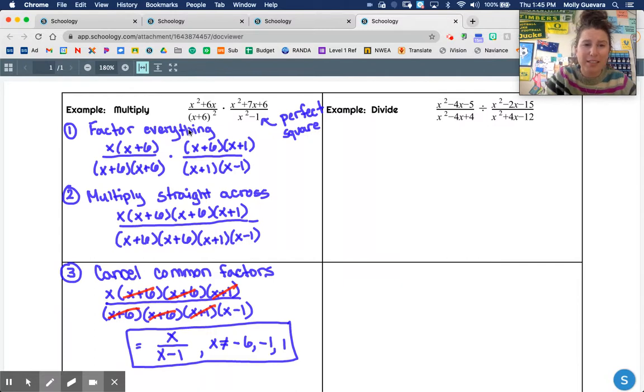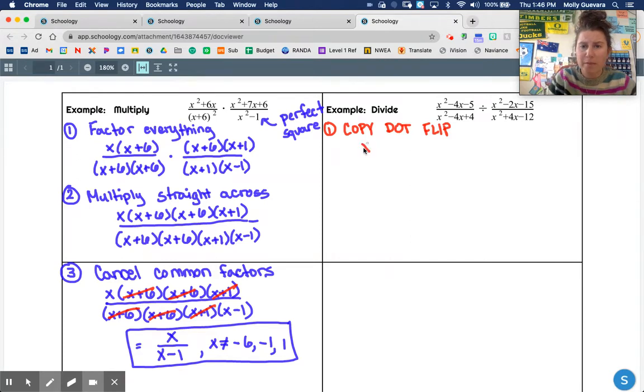So our next example here is dividing. Dividing is the same idea. There's only one step that's different, and the only step that's different is the very first one. In order to divide fractions, we have to copy dot flip. So that is actually my first step, is to copy dot flip, or keep change flip, however you learned it, it's fine.